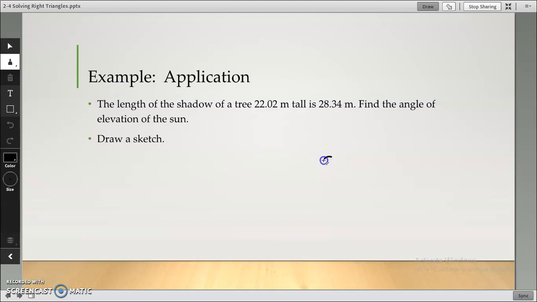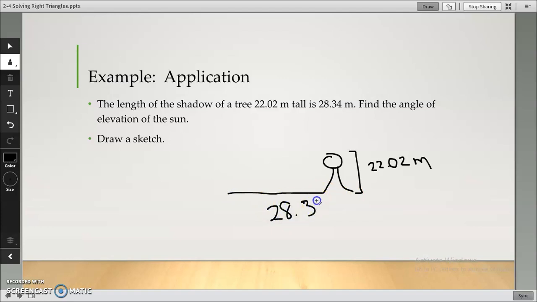So I'm going to draw a tree. So this is my tree, and we know that this tree is 22.02 meters. This tree has a shadow, and the shadow is 28.34 meters, and the angle of elevation to the sun is like so. So I'm looking for this angle.